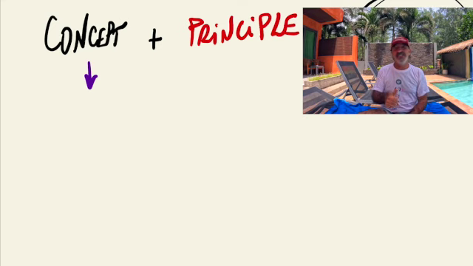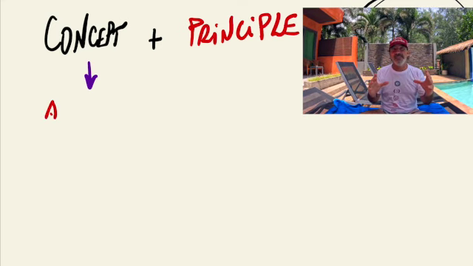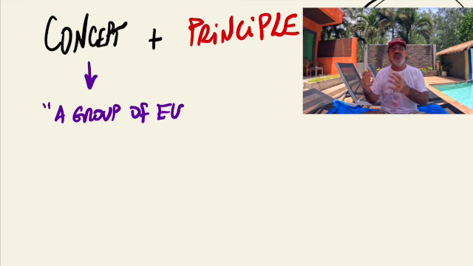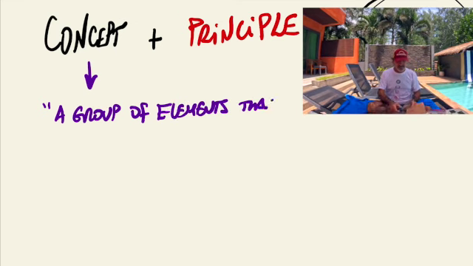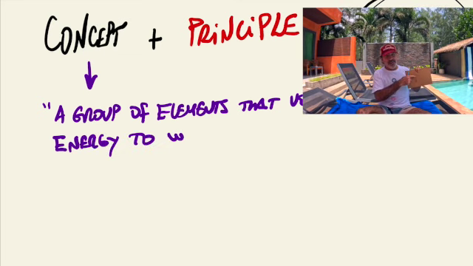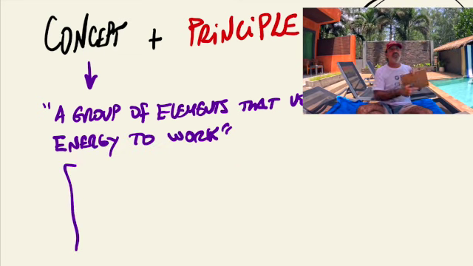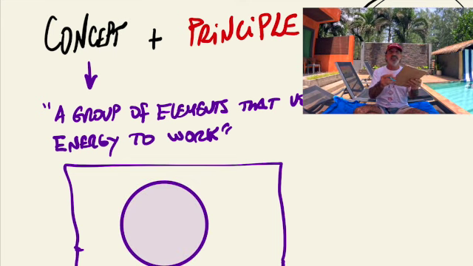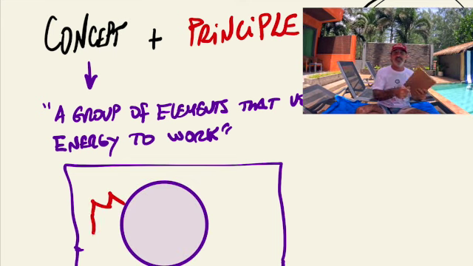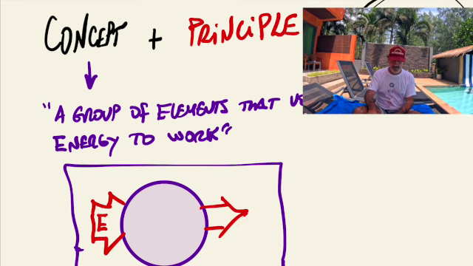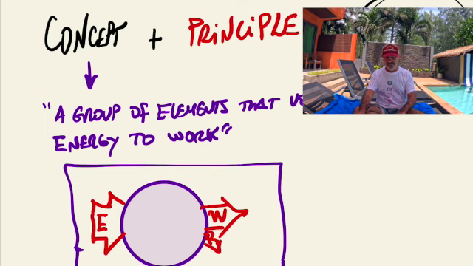Got it? Concept: system. What is a system? Sistema. A group of elements that use energy to work. A system is a group of elements that has an input of energy and an output of work. For example, this book with this pen is a system. The purpose is to write, and the input is the energy that comes from my hand, from my brain.